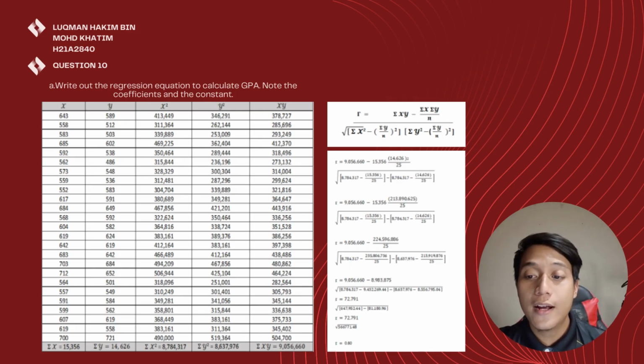How can we get the R? As you can see in the formula given, we insert the numbers from the table after we calculate them, and we get the R. The answer of the R is 0.80. That's all from me for question number 10A.